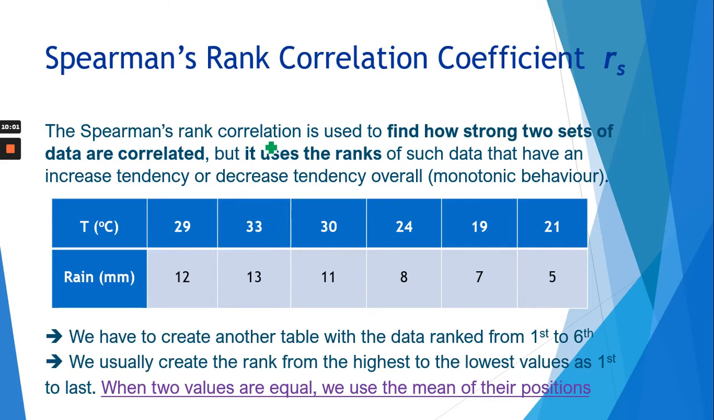So the Spearman's rank, we know that has to do with how strongly the sets of data are connected. But they use ranks instead of the pure data. So we'll have to change those values into data that are ranked. Okay, we're going to put the first, the second, the third, so 1, 2, 3, and so on. We have to create another table with the data ranked from the first to the sixth. We usually create the rank from the highest to the lowest values, as first to last. And when two values are equal, we use the mean of their position. So we're going to see this in a different example.